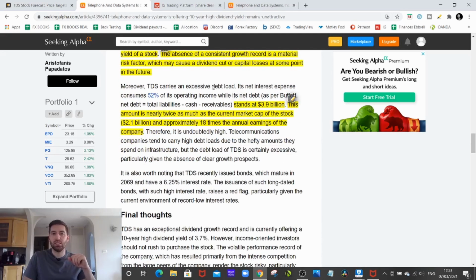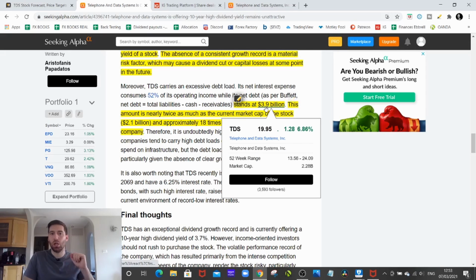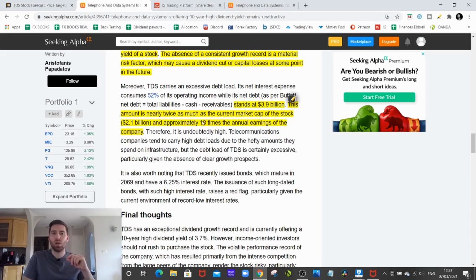So going on to the debt load we have here, excessive debt load. Net debt equals liabilities minus cash and receivables. That stands at 3.9 billion. This amount is nearly twice as much as the current market cap of the stock, 2.1, where we just looked at it was a bit less than that, and approximately 18 times the annual earnings of the company. Therefore, it is undoubtedly high. It goes on to say telecommunications companies tend to carry high loads of debt because of the infrastructure they need, but that is a very high amount of debt. So something just to bear in mind and take on board.